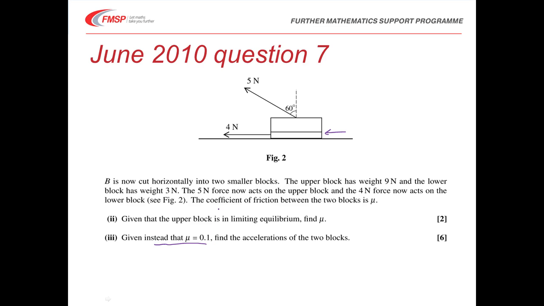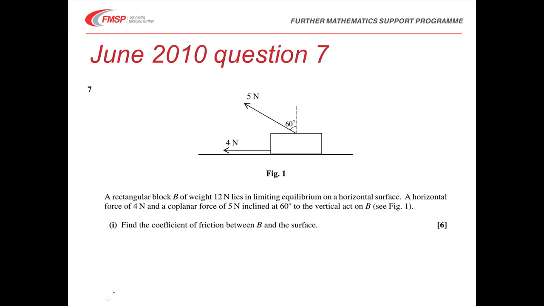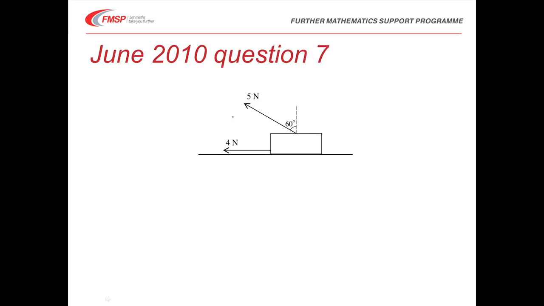Now I think this sounds like quite a threatening question, so I want to take it apart and just show that it's nothing like as hard as it first appears. Okay, let's look at the first part again. We have a force of 5 newtons which will resolve into parallel horizontal and vertical components. We have a friction to the right and reaction upwards, weight downwards. We want to find the coefficient of friction between B and the surface. Okay, let's get all of that on the diagram, see what we can do. So my first note is that it's in limiting equilibrium.